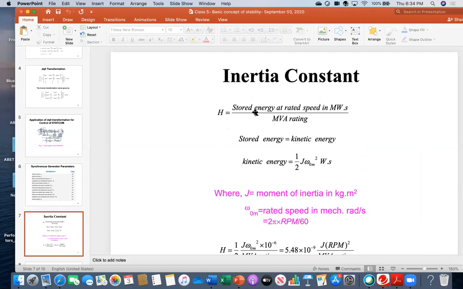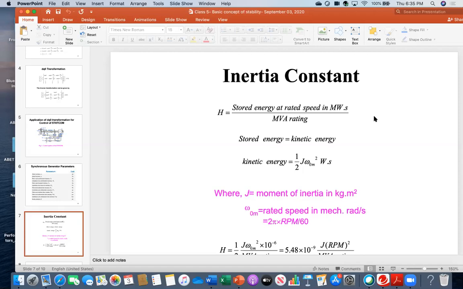My definition: H is the stored energy at rated speed in megawatt second. Because this is energy, it means power multiplied by time, so seconds, divided by the MVA rating. Typically in the real world, if a machine has a higher rating, for example 1000 MVA, then its H value is higher. And if the machine rating is lower, for example 10 MVA or 2 MVA, the H value is lower.